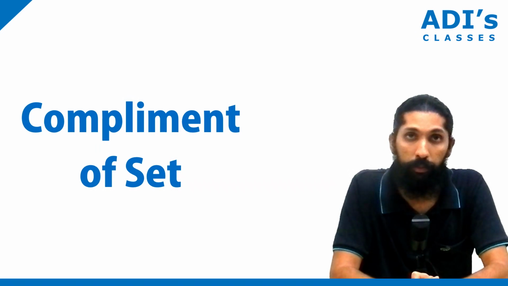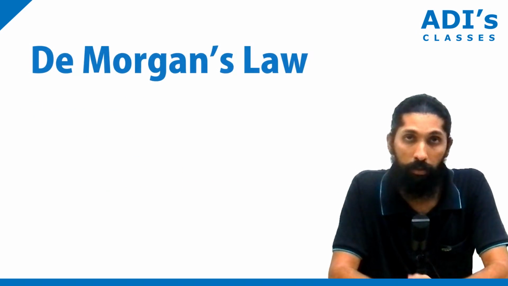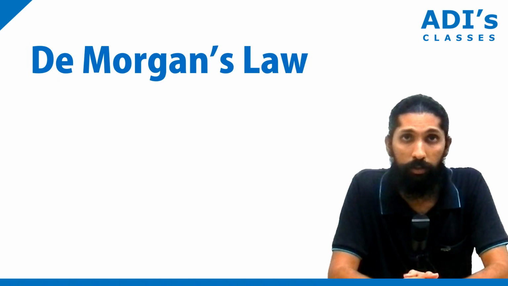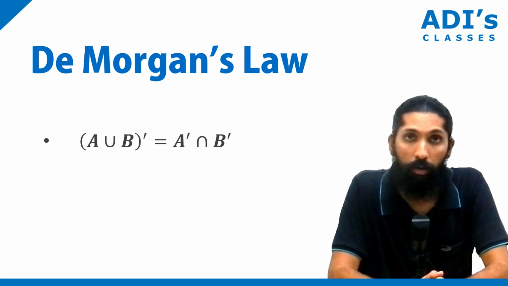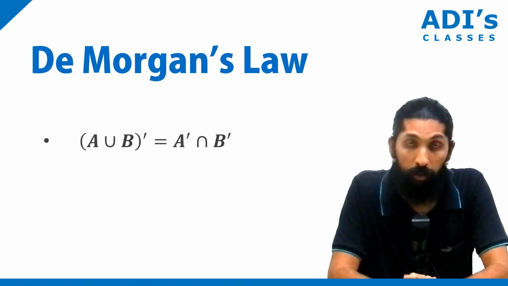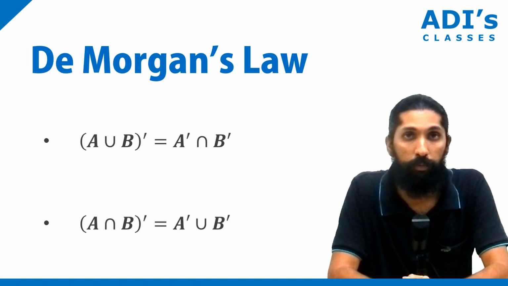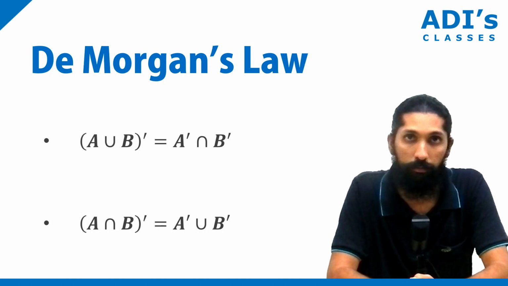Of all the properties, one property is extremely important, which is De Morgan's law. De Morgan's law basically states (A union B) whole complement is A complement intersection B complement. Or if you have (A intersection B) whole complement, it is A complement union B complement. This is De Morgan's law.